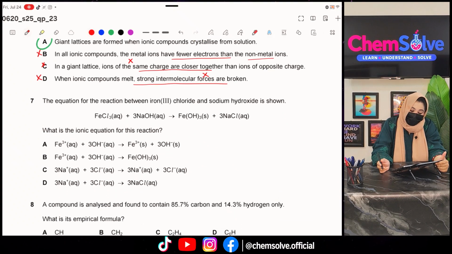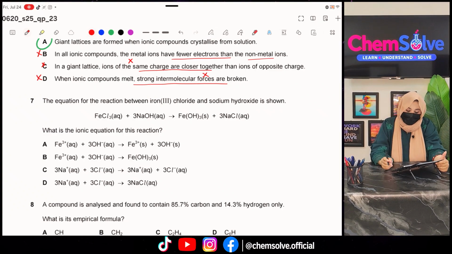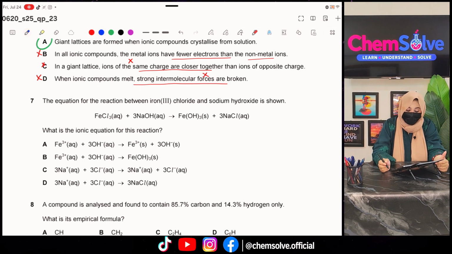Okay, question number 7. The equation for the reaction between iron 3 chloride and sodium hydroxide is shown like this, and we have to write the ionic equation for that. I hope you remember that we have recorded a full lecture on ionic equations in our previous videos, so you can have a look at it if you want. But I can recall the concept here.